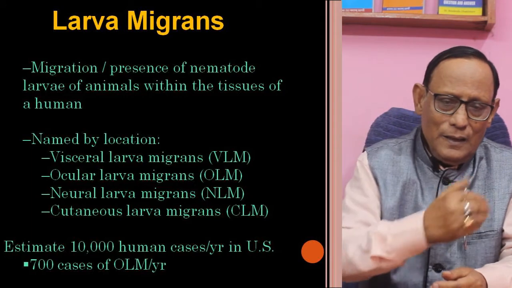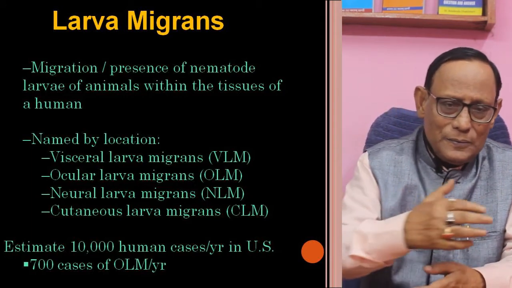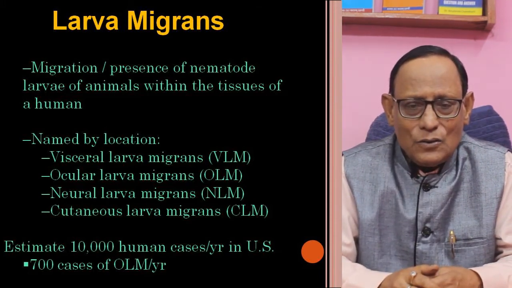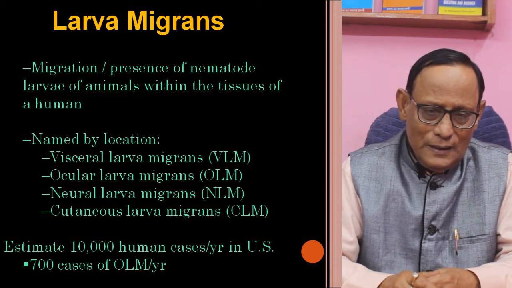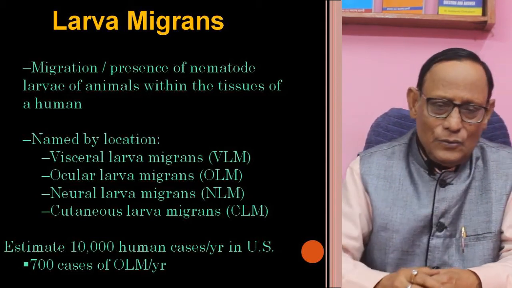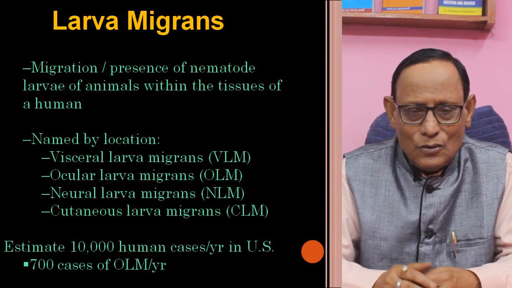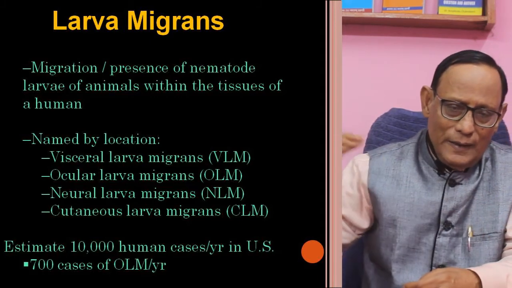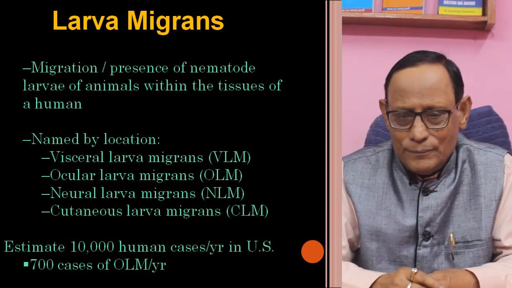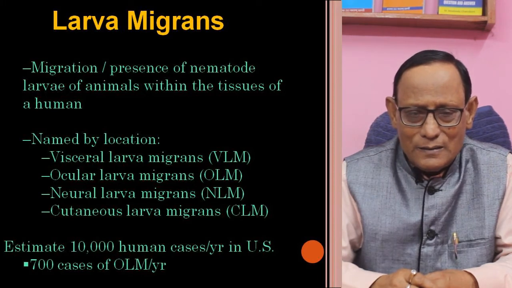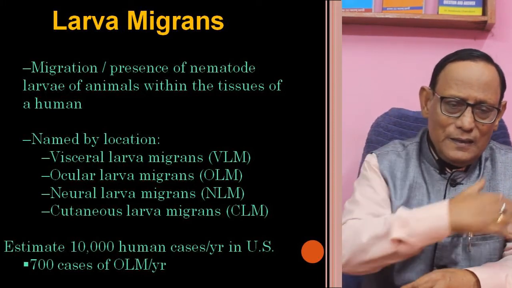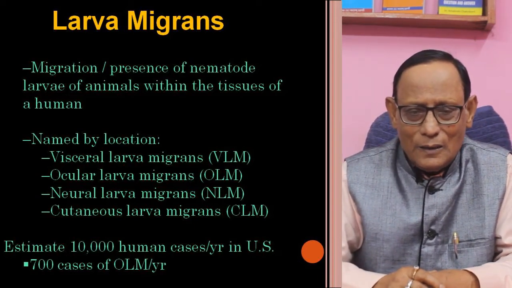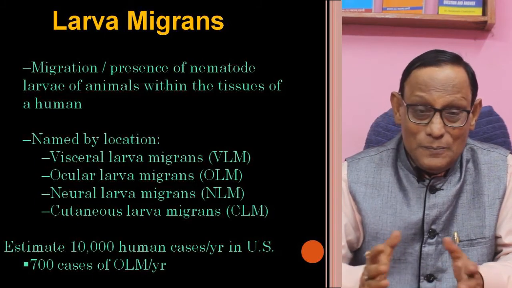When the larva goes through various viscera or visceral organs, we call visceral larva migrans or VLM. If it goes through the eyes, then we say ocular larva migrans or OLM. If it affects the neural tissue, nervous tissue, migrates through them, we call NLM or neural larva migrans. And if it goes through the skin, there is migration through the skin, then we say cutaneous larva migrans. It's very important.